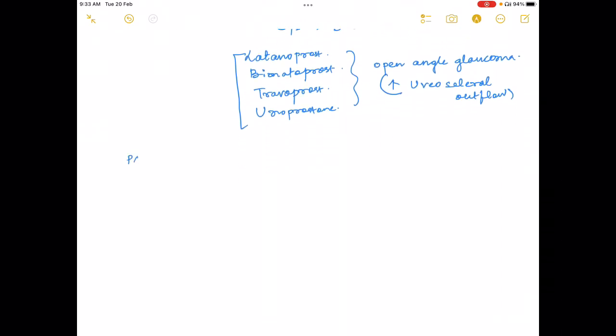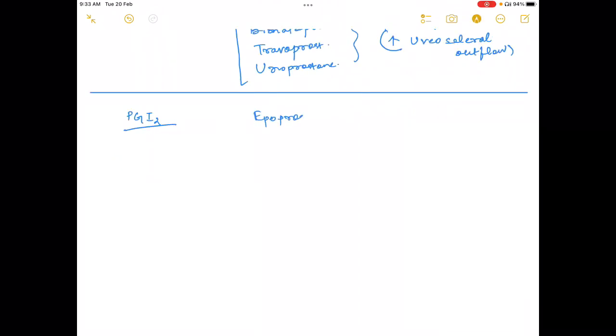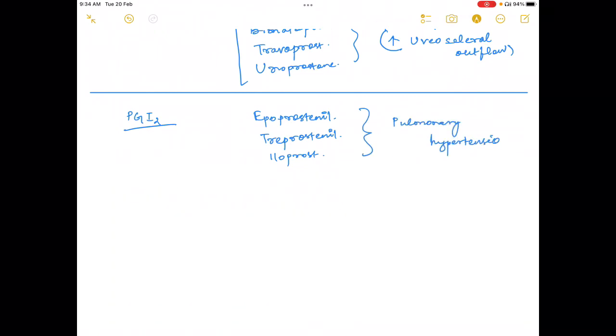Now coming to PGI2. The preparations are epoprostenol, treprostinil, and iloprost. All these are used in case of pulmonary hypertension. Epoprostenol, treprostinil, and iloprost. These are used in case of pulmonary hypertension.